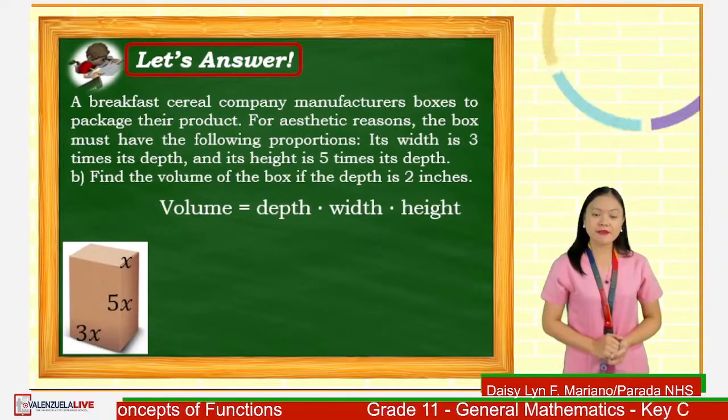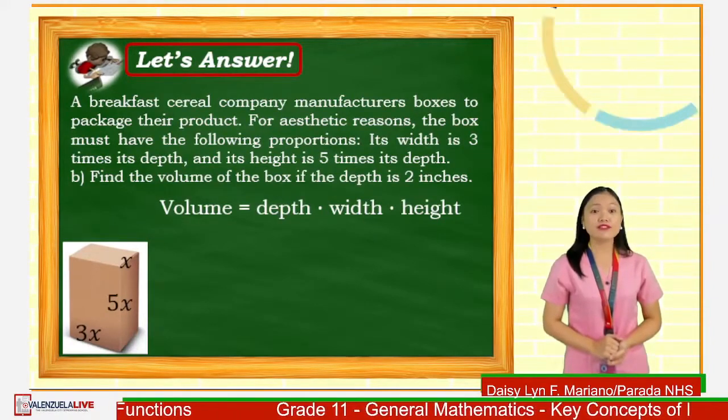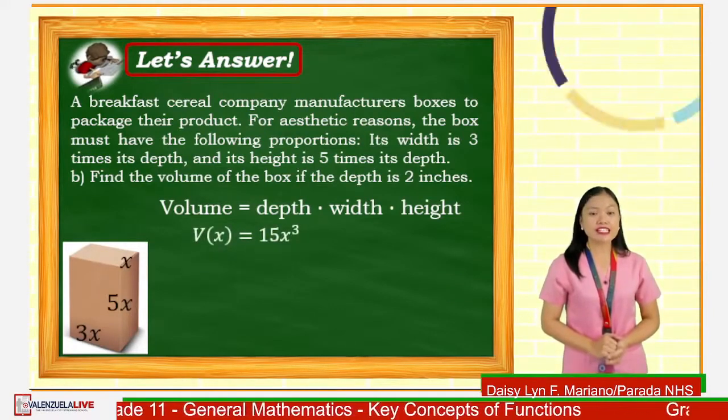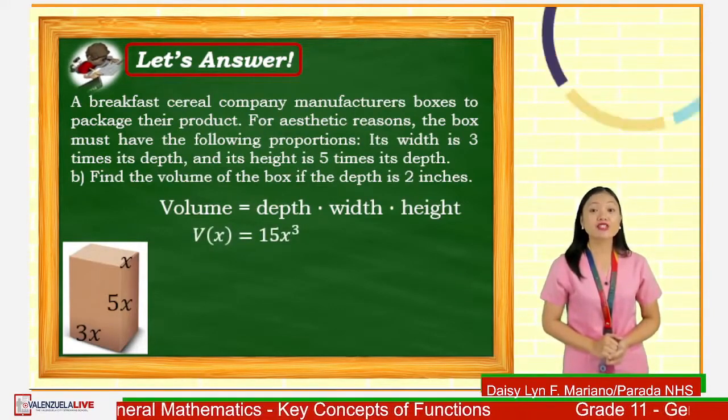For letter B, to find the volume of the box if the depth is 2 inches, we use the function V(x) = 15x^3.